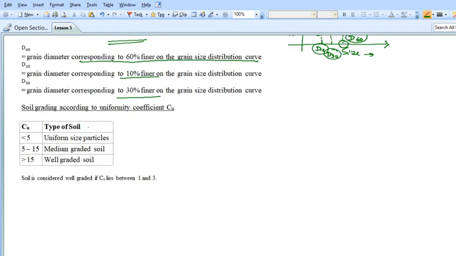Next, let us look at the values which we will obtain and we can classify the soil accordingly. So if you obtain the Cu, and I already told Cu is D60 divided by D10, say we obtain the value as 6, now what will we consider the soil as? If it's less than 5 and very close to 1, we consider that soil as uniform size particles or poorly graded soil. If it has values 5 to 15, we consider the soil as medium graded and greater than 15, we consider it as well graded soil. So for the value of 6, what will be the type of soil? You can comment in the below section.